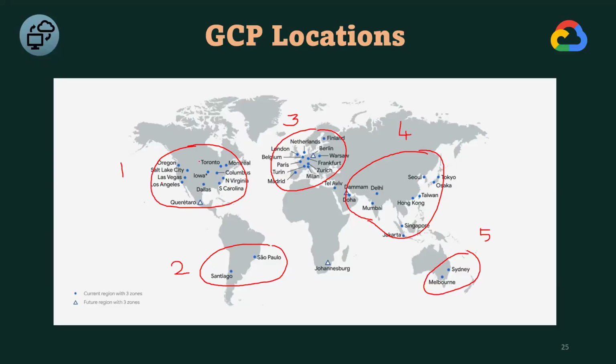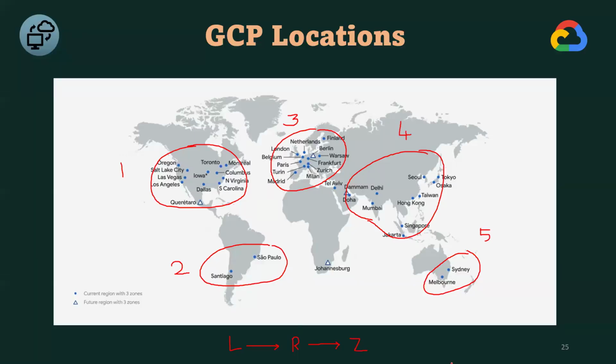Okay, so each location is further divided into multiple regions. If you can see here, guys, the blue dots are nothing but regions. Whatever you see as a blue dot here is a region. So one location has multiple regions. And if you go to a particular region, each region is divided into multiple zones.